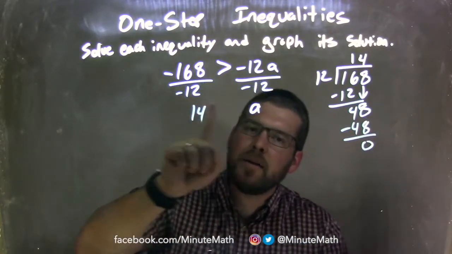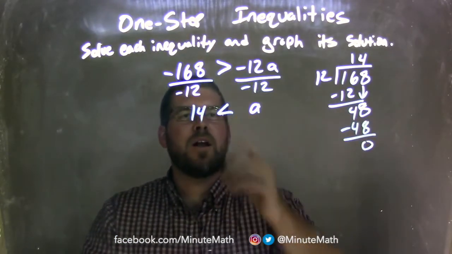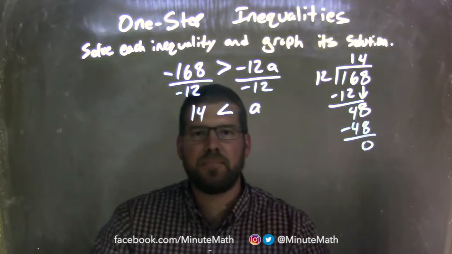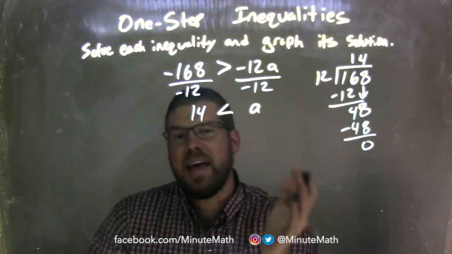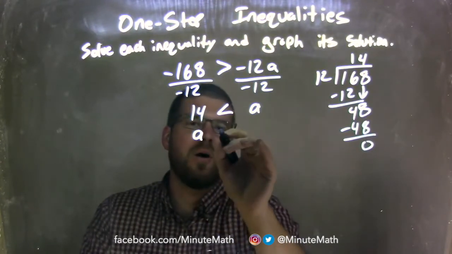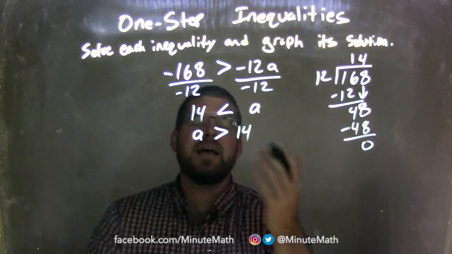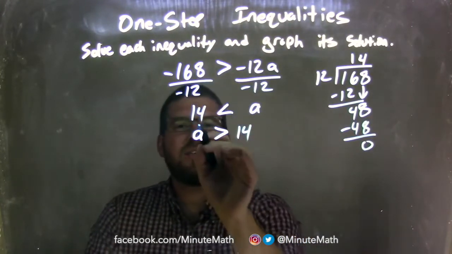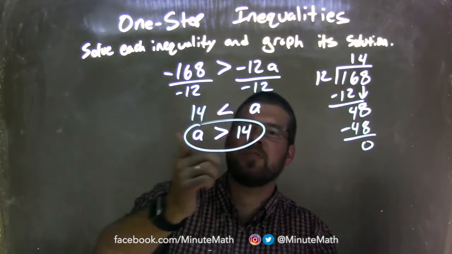But I divided by a negative over the inequality. What that does is it flips the inequality from greater than to a less than sign. So now we have 14 is less than a. I want to rewrite this so that a comes first. By doing that, I flip the inequality. So a is now greater than 14 here on the right. And that's it. So a is isolated by itself. So we kind of had a double flip of the inequality with our steps. So we have a is greater than 14.